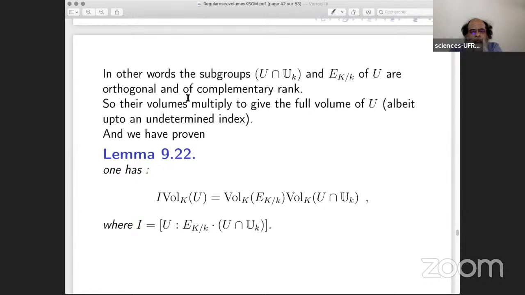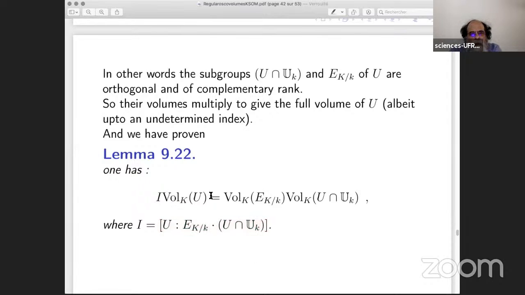Now, given this orthogonality, you have an explicit formula for the volume. The volume that you are looking at, volume of K, is the volume of the relative units times the volume of your unit group that you're looking at intersected by K. And you have an index that is coming in, the index of the subgroup of U mod the product of the relative units and the units lying in the small field.